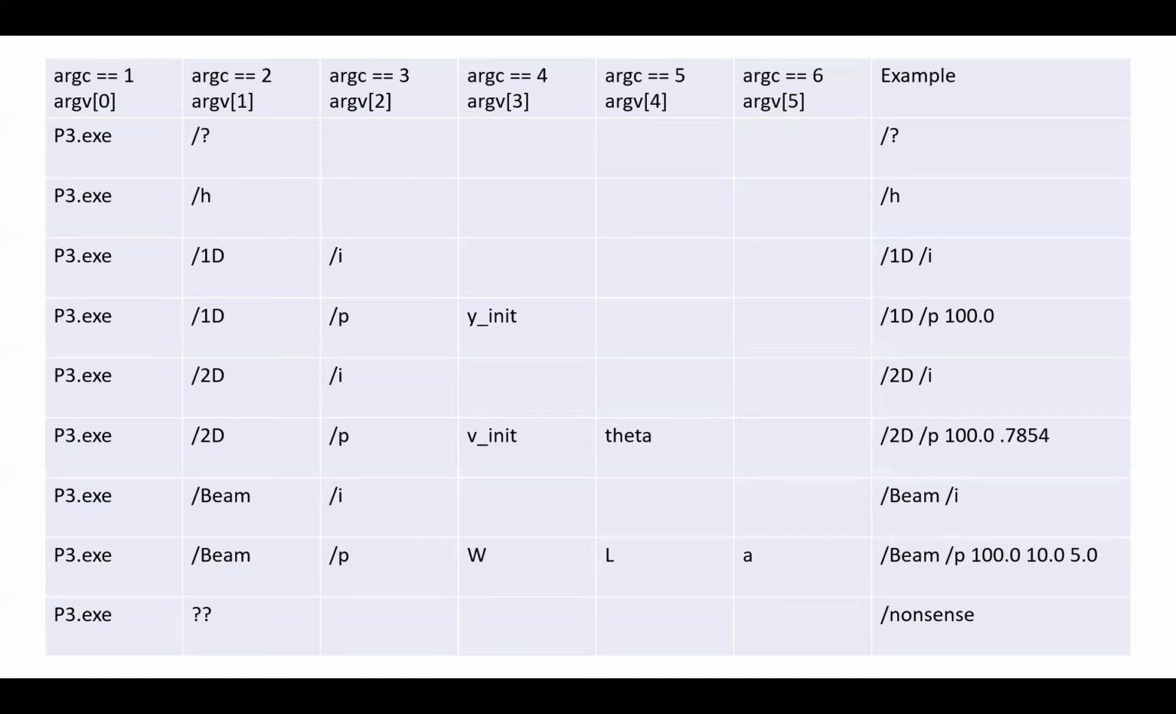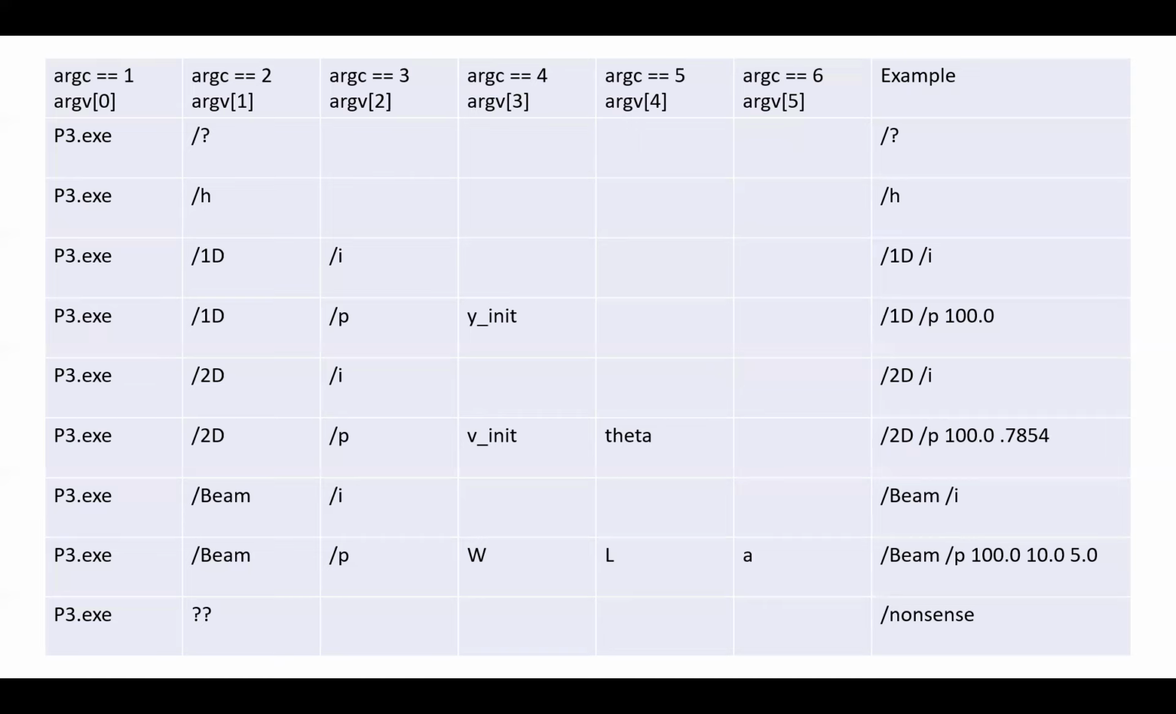Likewise, for the 2D, the user would provide /2D /I for interactive mode, at which point our executable would have a printf and a scanf to collect the two pieces of information, the vinit and the theta. And if the user is interested in calling our executable in the 2D mode parametrically, then we have to provide those additional two pieces of information on the command line for a total of 5 arguments. The vinit would be argv[3], and the theta would be argv[4].